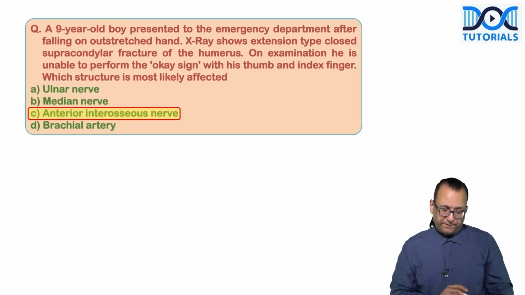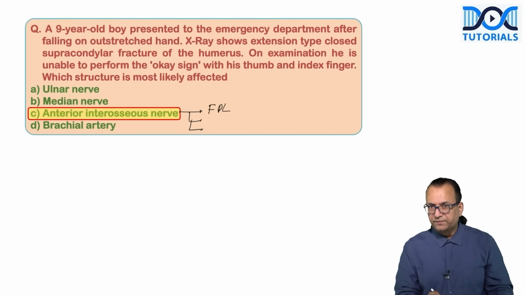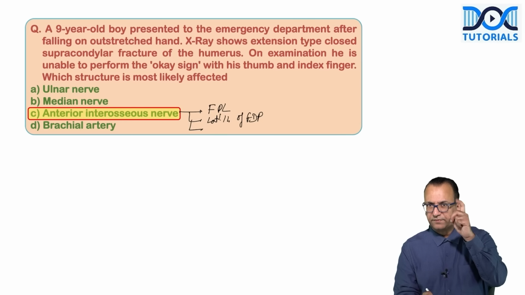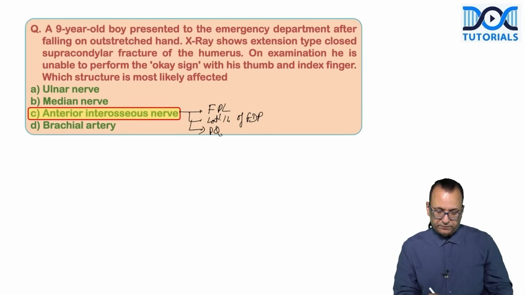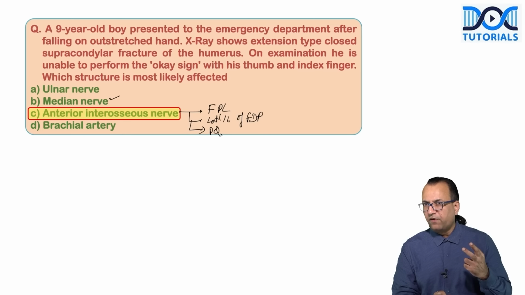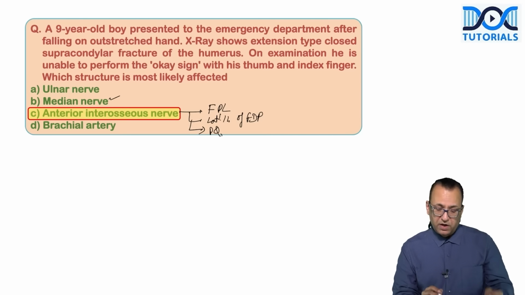Now, if you say your answer is anterior interosseous nerve, because the anterior interosseous nerve is supplying the flexor pollicis longus and the lateral half of the FDP, flexor digitorum profundus, and pronator quadratus, why don't you take your answer as median nerve? Because I told you it is partial injury of median nerve. Only few axons of the median nerve are damaged, which will enter the anterior interosseous nerve. That is how the supracondylar fracture presents.